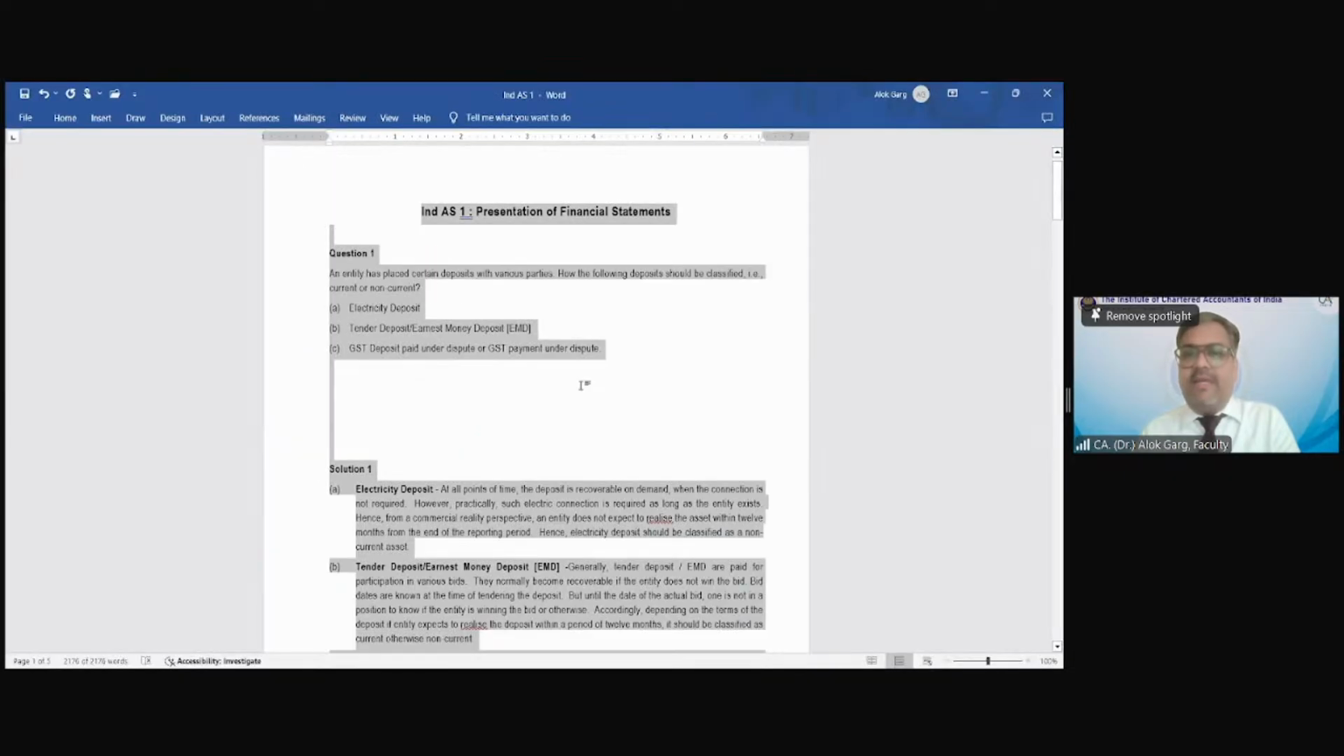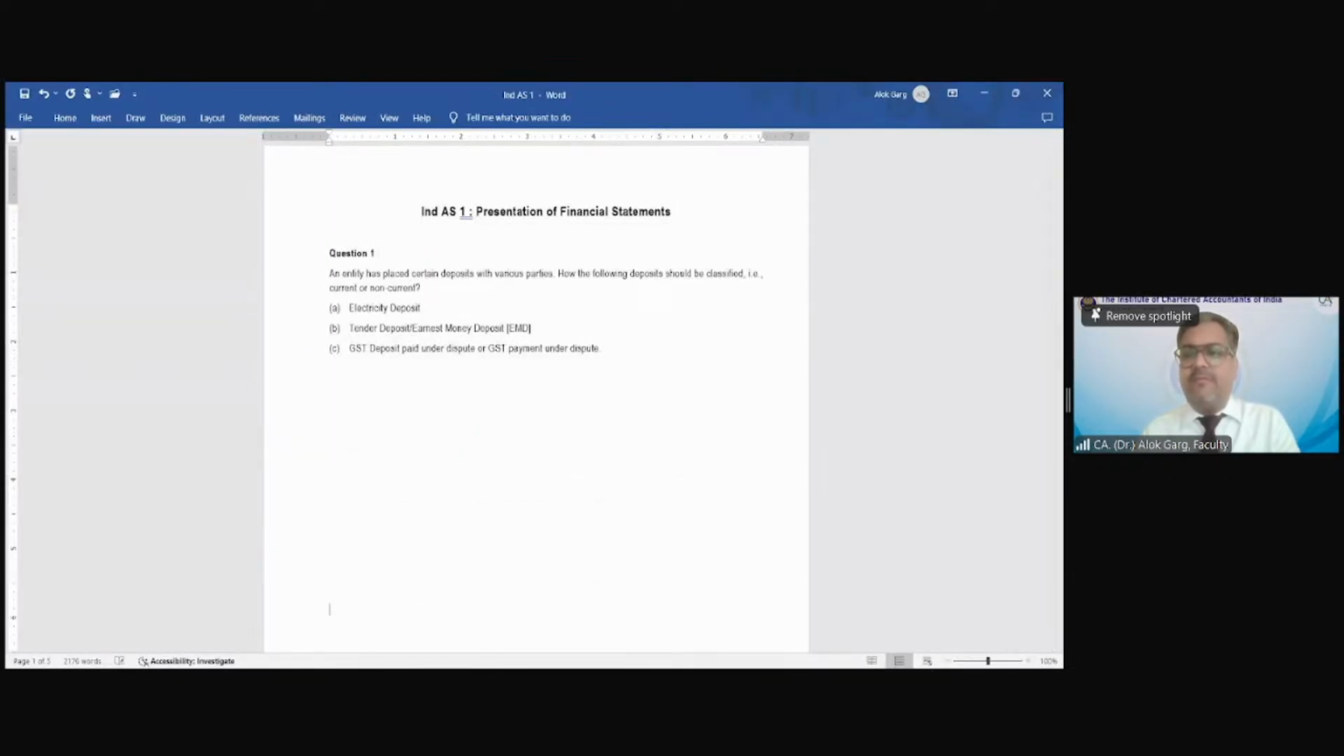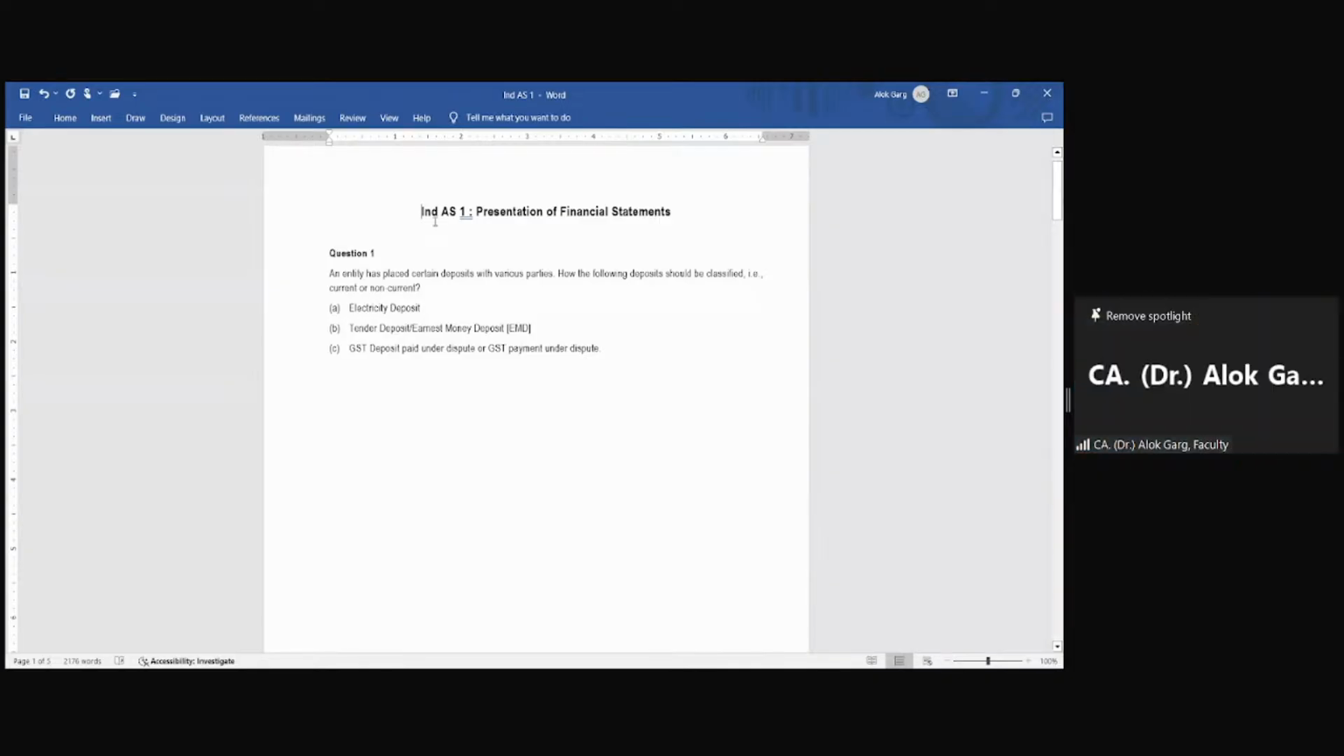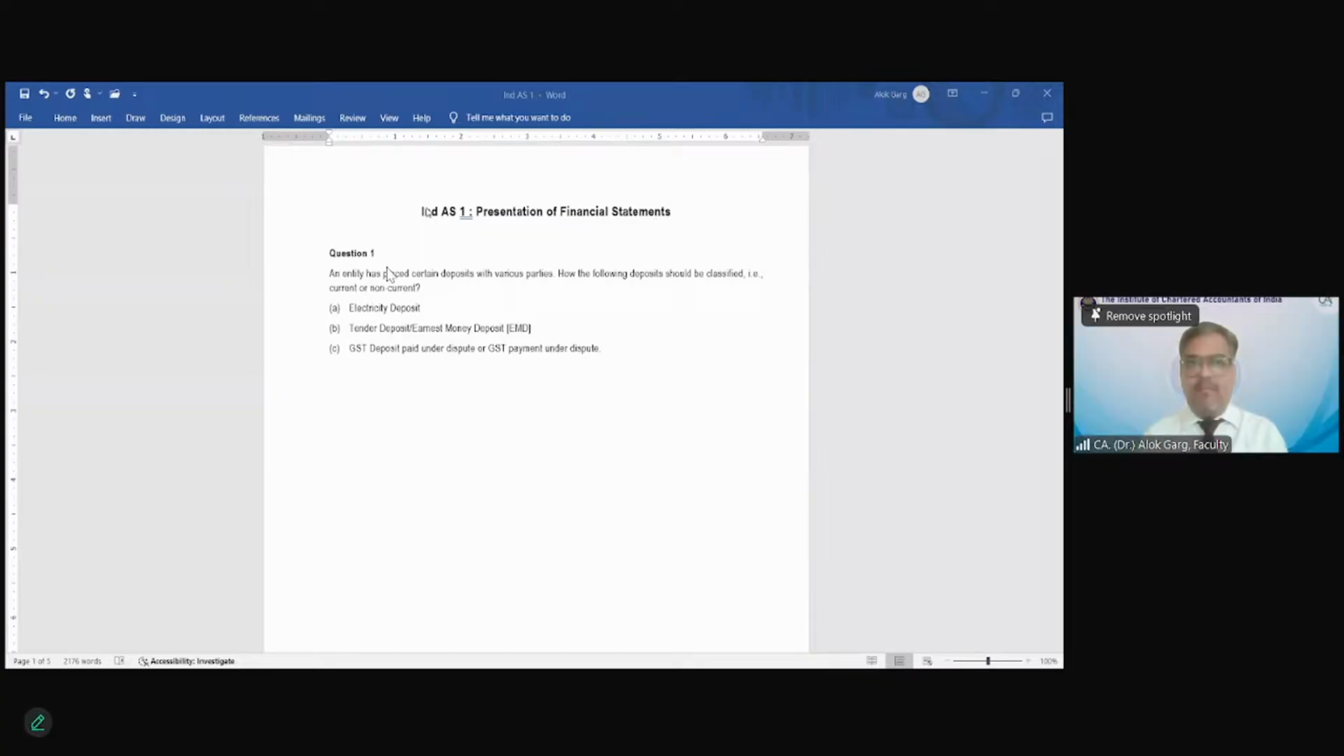I hope my Word file is visible to everyone. Is the Word file visible to everyone? Yes.